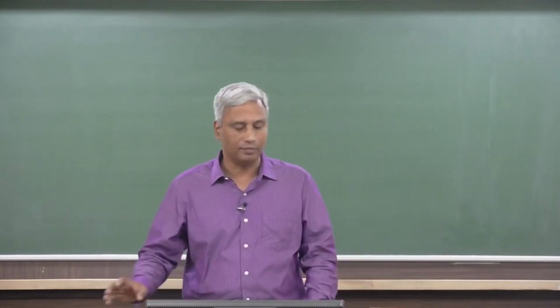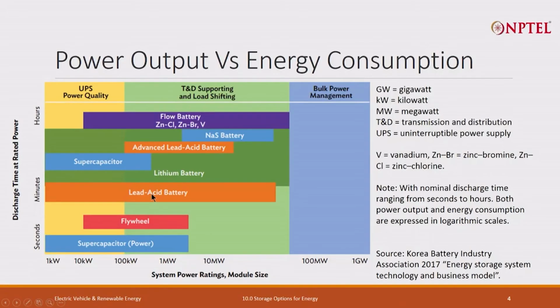So what options do we have? Advanced lead acid batteries, up to 50 megawatt power, and for some minutes: 5, 10, 20, 30 minutes, maybe an hour. Lithium ion batteries are for minutes to hours. In case of supercapacitors, you can also bring them down here. Then come metal batteries, metal air batteries, NAS batteries, zinc chloride, zinc bromine, vanadium, flow batteries.